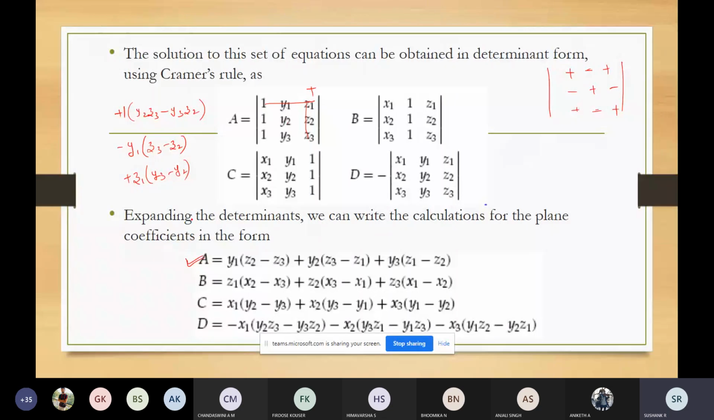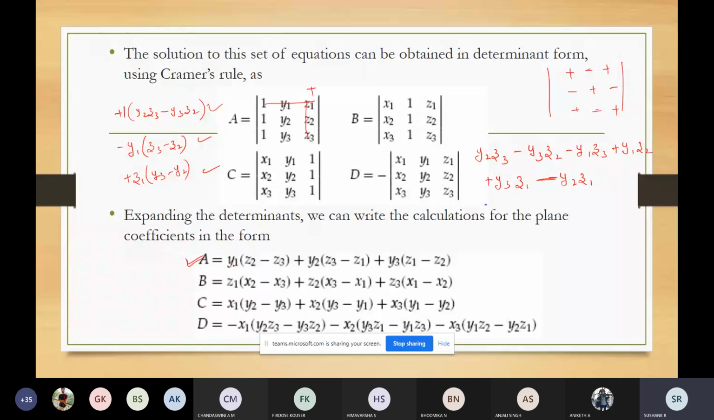Here they have rearranged the equation. Let me check how they rearranged it. When I expanded these three terms, I got y2 z3 minus y3 z2 minus y1 z3 plus y1 z2 plus y3 z1 minus y2 z1.